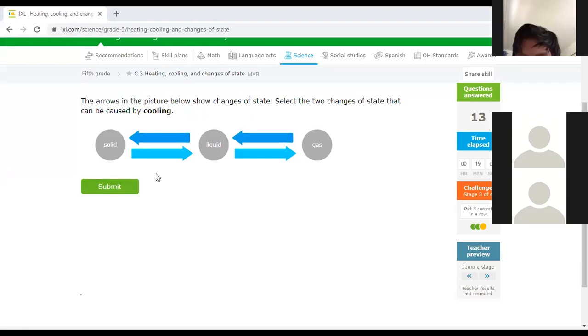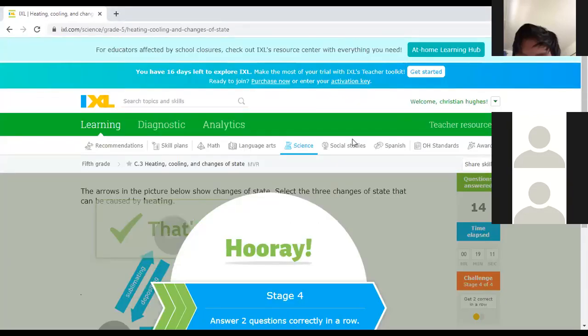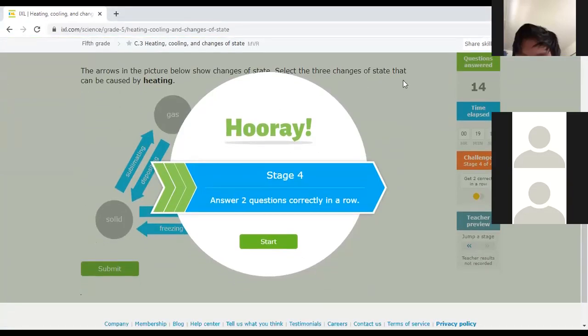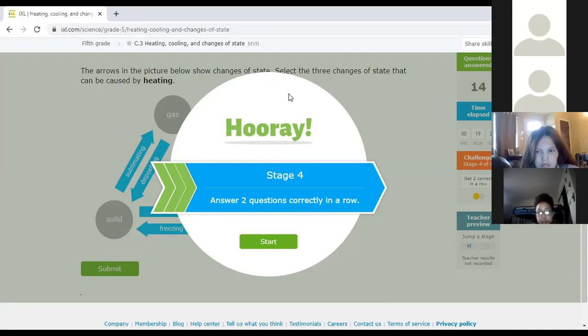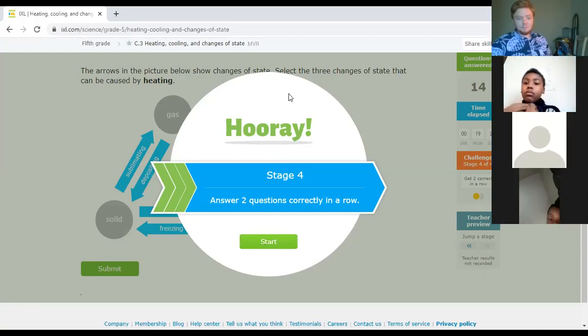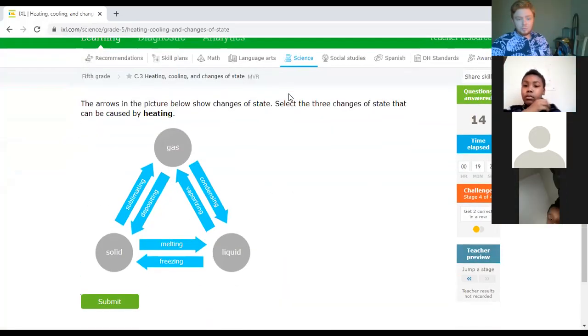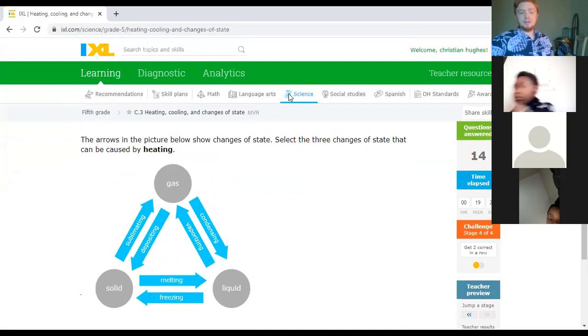Wait, is that it? Okay. There's a stage 4. Oh, I didn't have to get those wrong anyways. Okay, well that's fine. There's 2 left, and I think Tobias needs to participate anyways. So, whoa, we got a lot going on here.